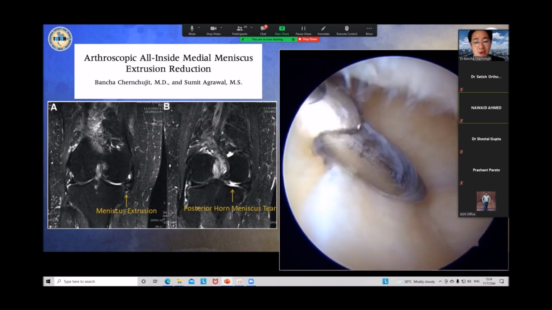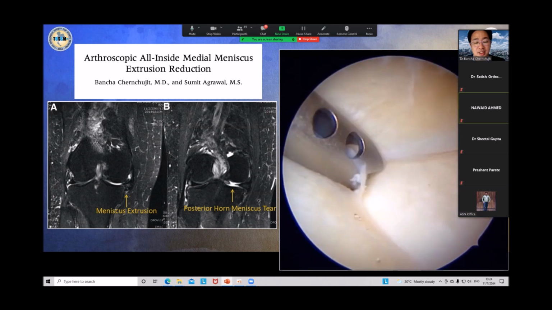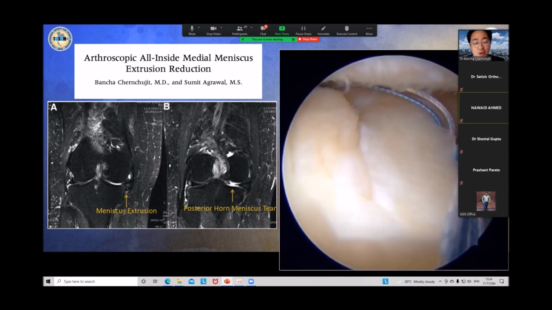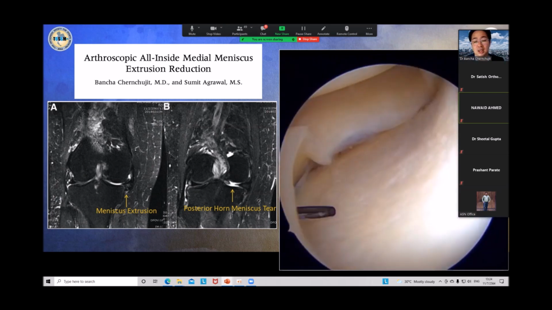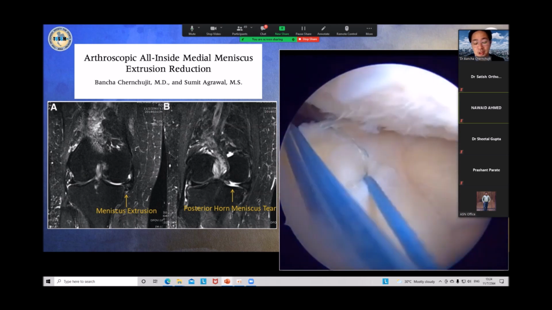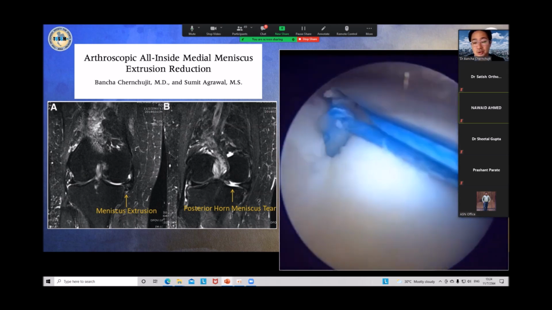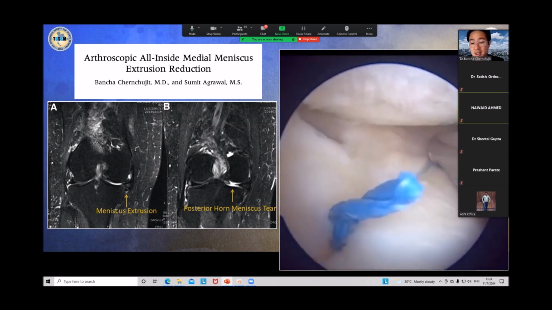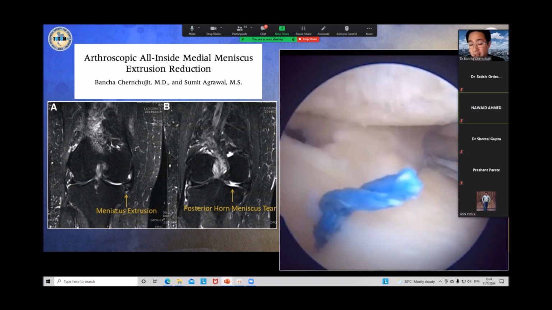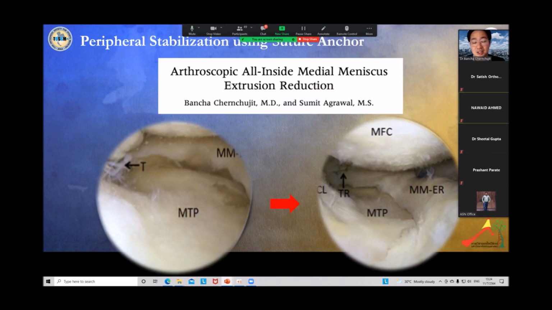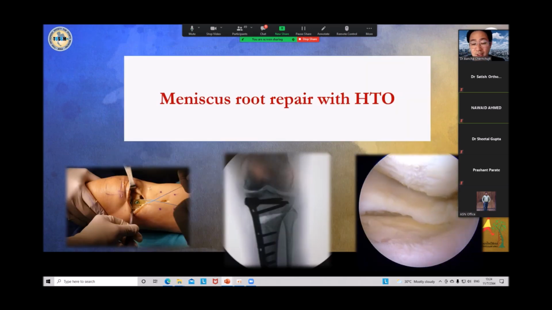Okay, so I will show you the technique. This is very simple. You make a mid-medial portal, pass the suture into the meniscocapsular junction, and tie the knot, so you can reduce the extrusion of the meniscus. Comparing before and after the extrusion reduction, you can see that the meniscus covers the tibial plateau better, comparing before and after surgery.